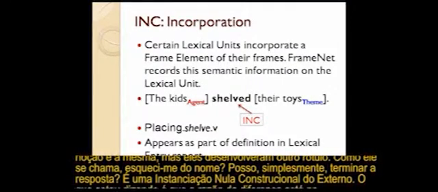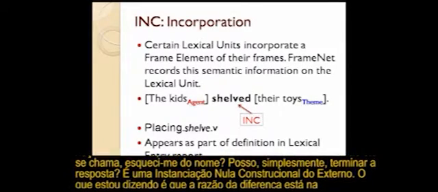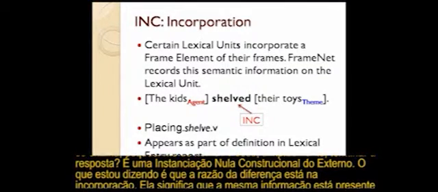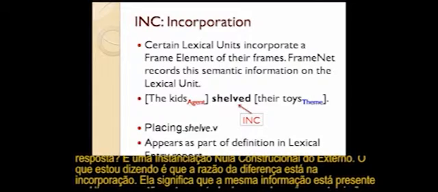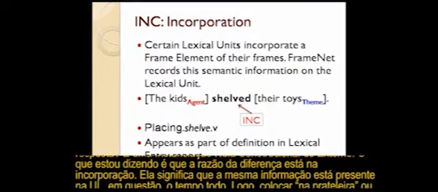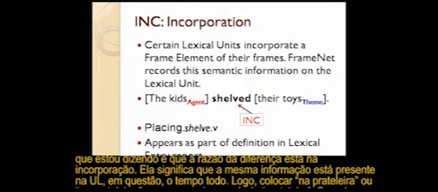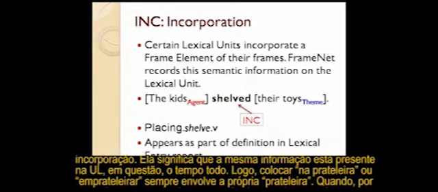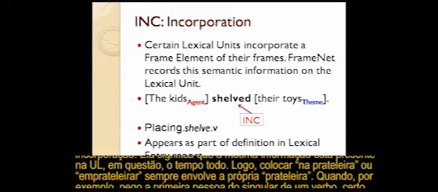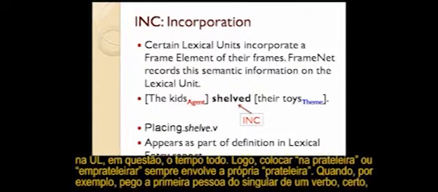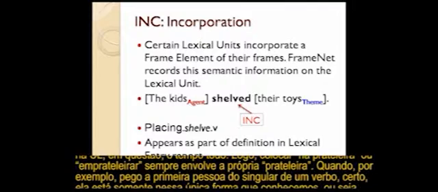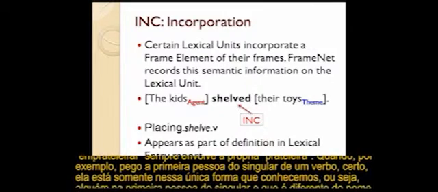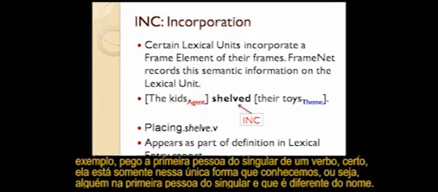Can I just finish the response here? Basically, it's ECNI, which means external constructional null instantiation. Right. And just to finish off what Miriam's saying, the reason why it's different is because incorporation means that the same information is present for this particular lexical unit all the time. So shelve always involves a shelf, okay? Whereas when, for example, I take the first person singular of a verb, then it's only in that one form that we know that there's a first person singular.